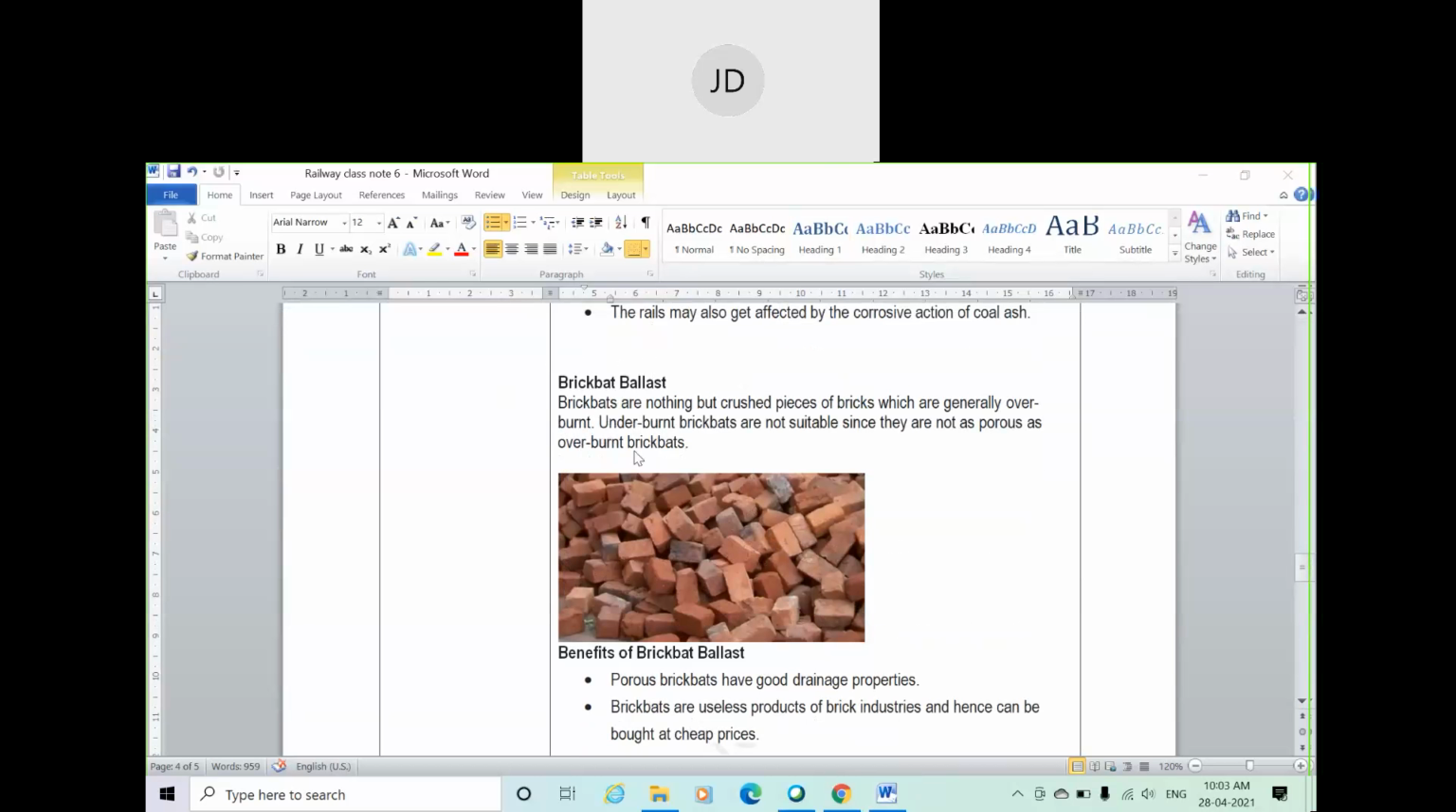Brick bed ballast is nothing but crushed pieces of brick, which are generally overburnt. Underburnt bricks are not suitable since they are not as porous as overburnt bricks. You have learned in building material and construction that there are different types of brick, first class brick, second class brick, like that. Overburnt bricks are burned at a higher temperature than the standard brick, so overburnt bricks can be used as a ballast material.